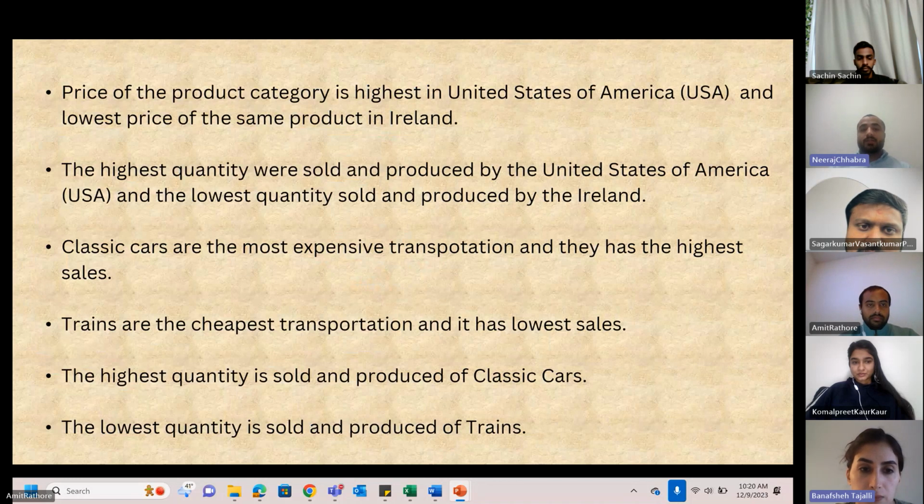The price of the product category is highest in the United States, and the lowest was the same product in Ireland. We have also discussed that classic cars are the most expensive transportation, and they have the highest sales. The highest quantity sold and produced is classic cars, and the lowest quantity sold and produced is trains. And what is the objective of this presentation?